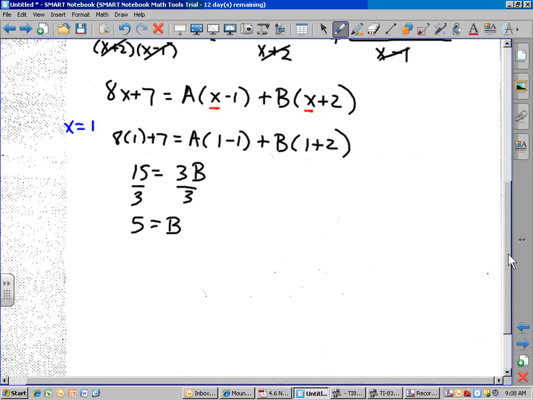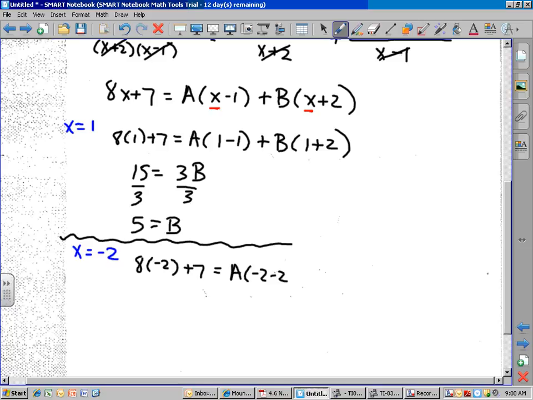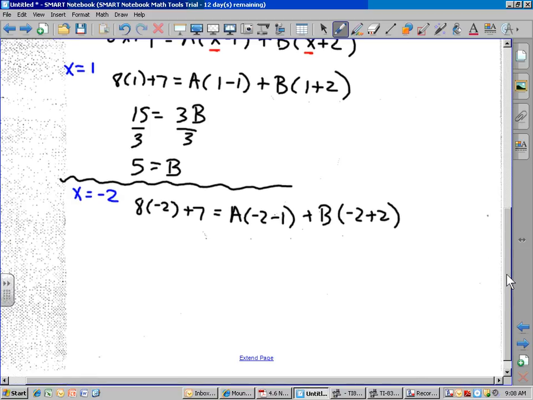We'll do the same thing with x equals negative 2. So we go back up here. Go back up here to 8 times negative 2 plus 7 equals A times negative 2 minus 1 plus B times negative 2 plus 2. This is negative 16. Negative 16 plus 7 is negative 9. This is negative 3A. And B times 0 is 0. So divide both by negative 3. We get 3 equals A.